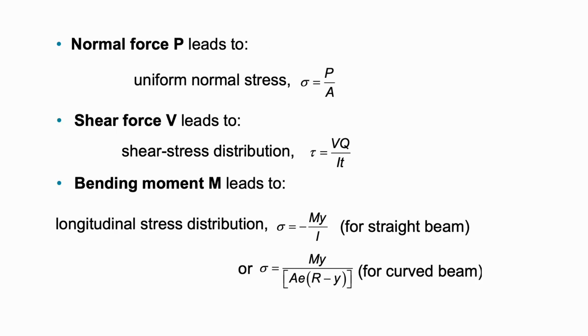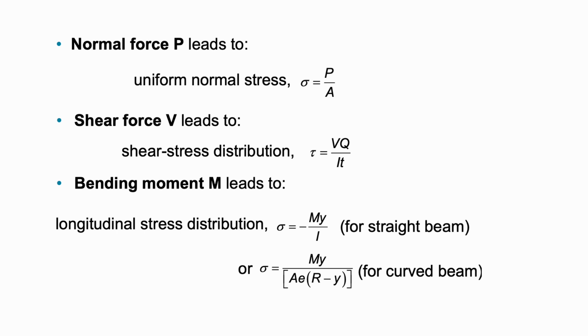So firstly, when our element is subjected only to normal force, this leads to uniform normal stress. So we have sigma, which is equal to force over area. Then we have shear force, which leads to shear stress distribution. Now we have torsional stress, tau is equal to V times Q over I times T. And then we have bending stress, which leads to longitudinal stress distribution.